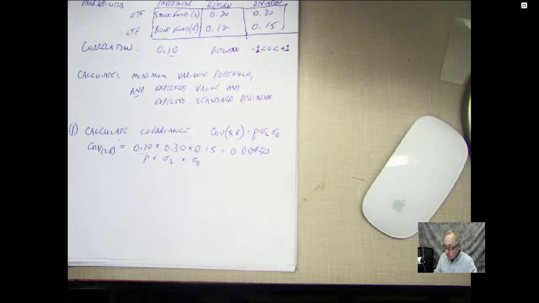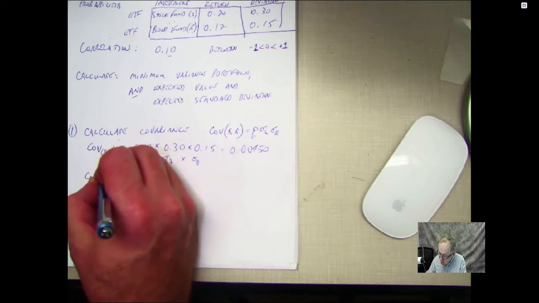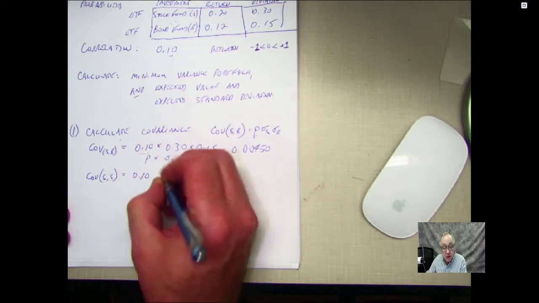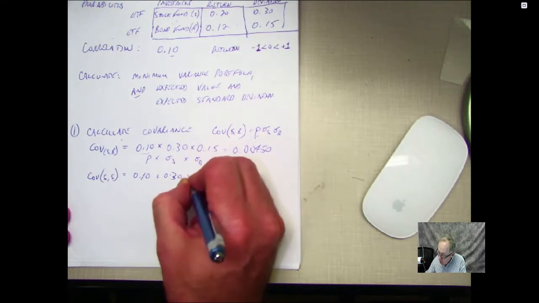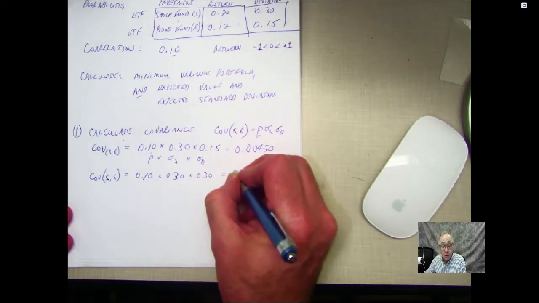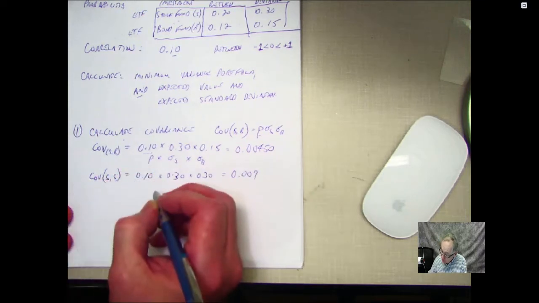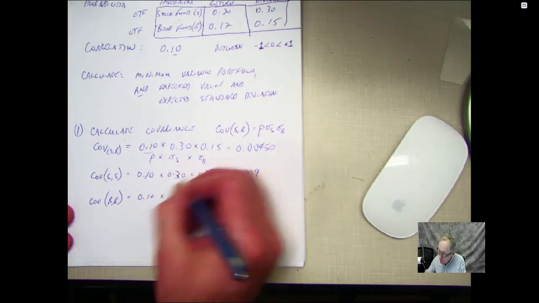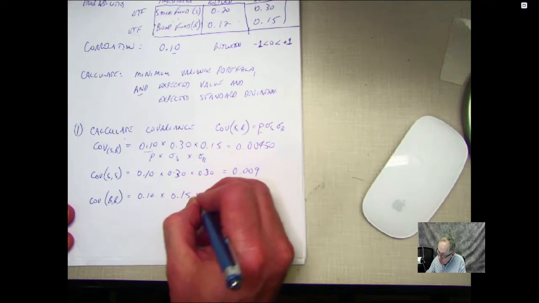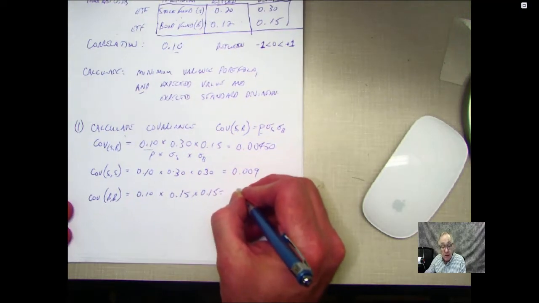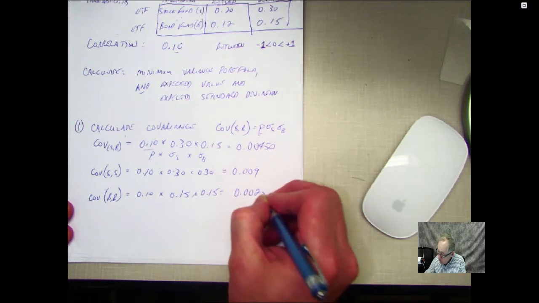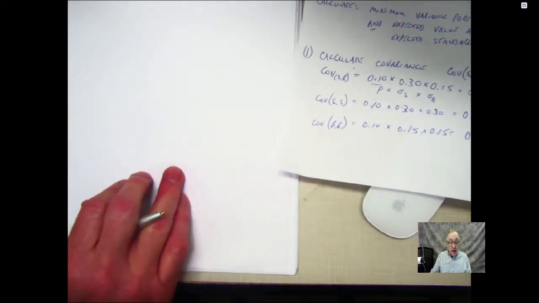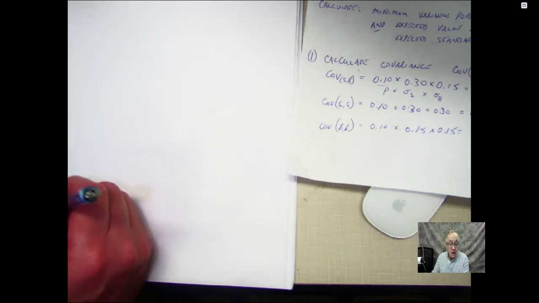For interest, we can calculate the covariance of stocks with themselves and bonds with themselves. The covariance of stocks and stocks is 1.0 times 0.30 times 0.30, which works through to 0.09. Then the covariance of bonds with themselves is 1.0 times 0.15 times 0.15, which works through to 0.0225.